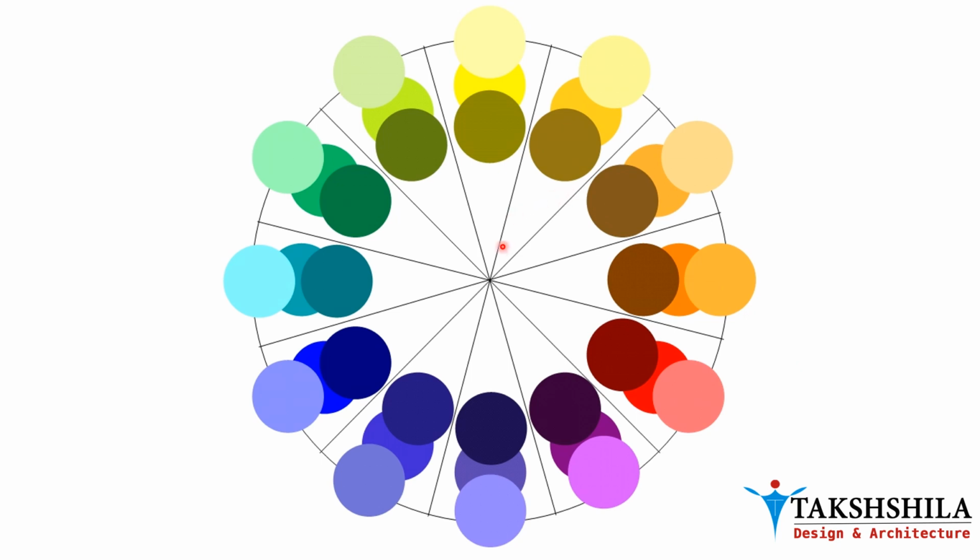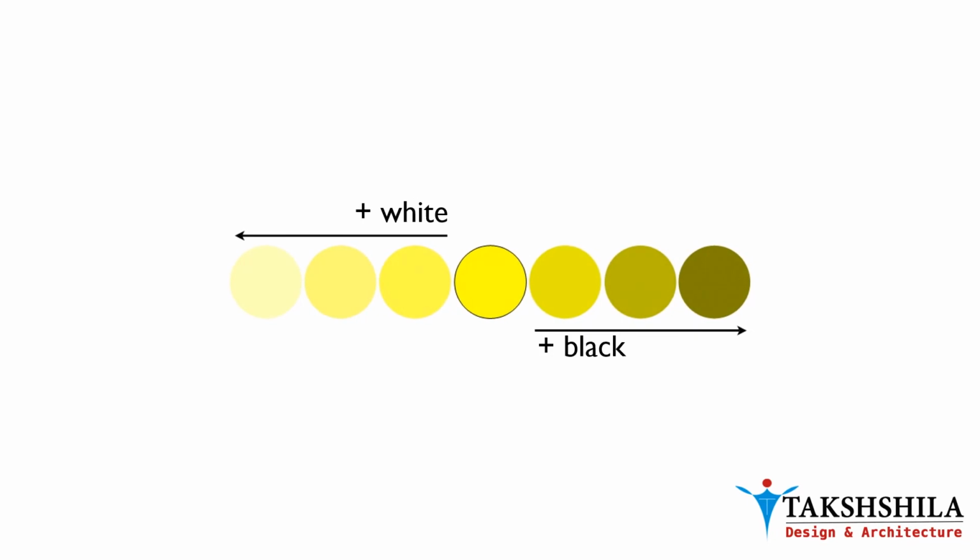This picture gives us a clear view of pure color, shades and tints. When a pure color is mixed with black, it gives shade of that color. Similarly, when a pure color is mixed with white, it gives tint of that color. There can be various tones of tints and shades of one color depending upon the amount of black or white color mixed with the pure color.